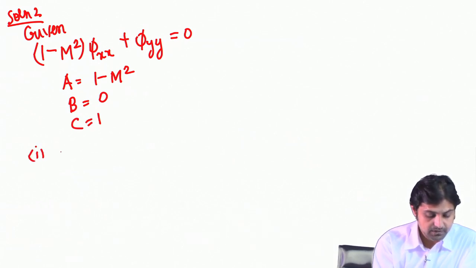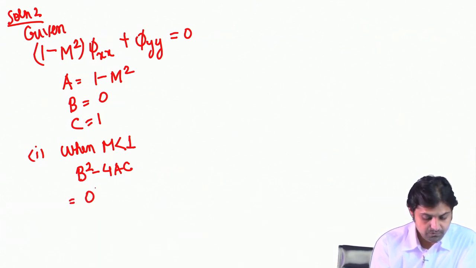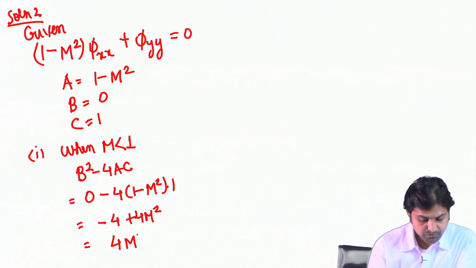So the first part we say when m is less than 1, we have to calculate the value of b square minus 4ac. So b is 0, so 0 minus 4, a is 1 minus m square, into 1. So minus 4 plus 4 m square, or 4 m square minus 4.